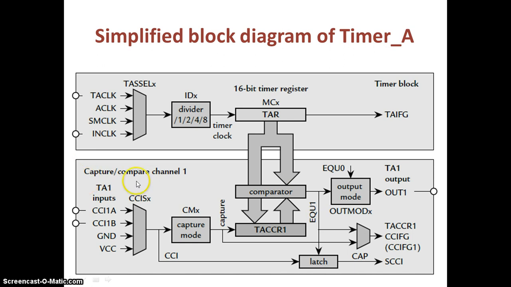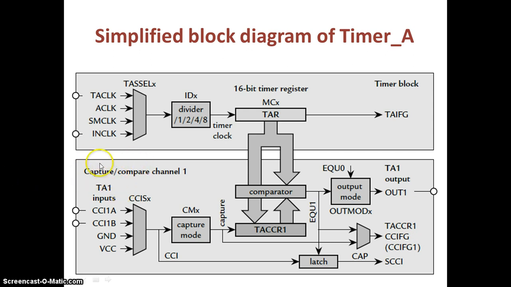Now let us recap the content we have discussed in the capture compare channel. This capture compare channel can operate in two modes, as its name suggests, either in capture mode or in compare mode. Now we can configure it to capture mode or compare mode. For compare mode, we make sure that the CAP bit in the control register is 0. What is it going to do in compare mode? Simply, it compares the value in TACCR with the timer register counter value. Whenever they become equal, it is going to generate a capture compare interrupt flag. Okay, that is what it does in compare mode.